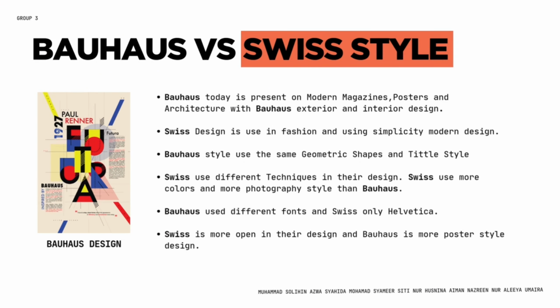Bauhaus today is present in modern magazines, posters, and architecture, with Bauhaus exterior and interior design. Swiss design is used in fashion and uses simple, modern design. Bauhaus style uses the same geometric shapes and title style. Swiss uses different techniques in its design. Swiss uses more color and more photography than Bauhaus. Bauhaus uses different fonts while Swiss only uses Helvetica. Swiss is more open in its design and Bauhaus is more poster-style design.